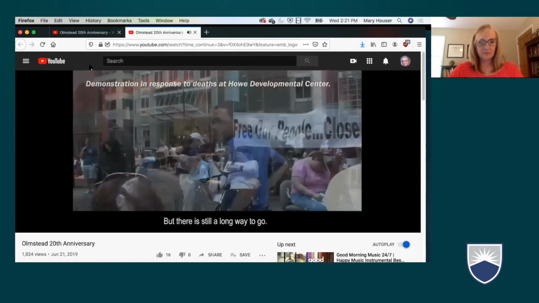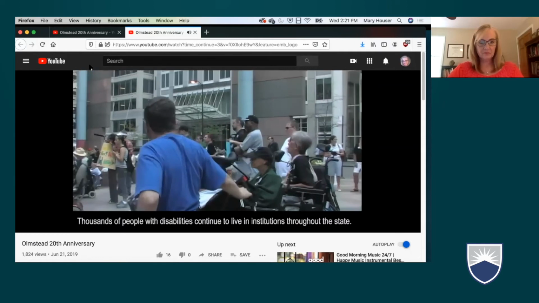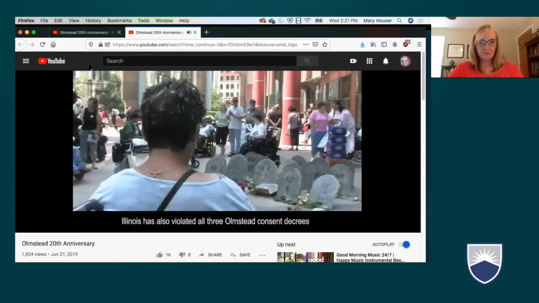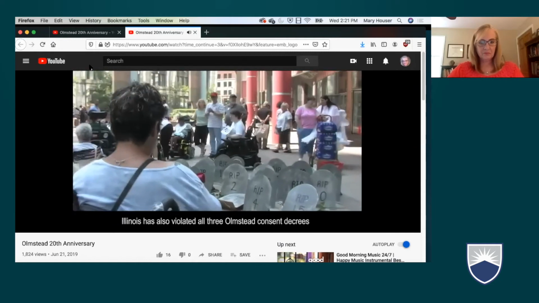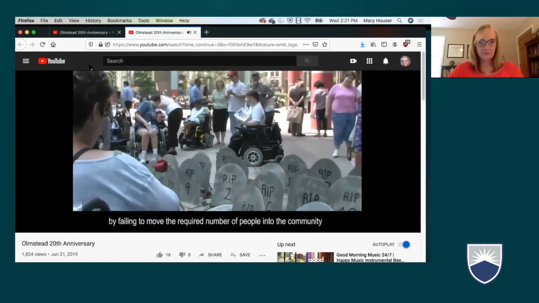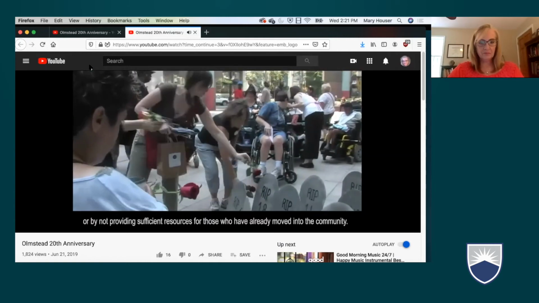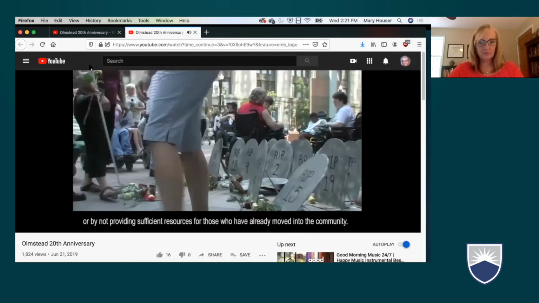But there is still a long way to go. Thousands of people with disabilities continue to live in institutions throughout the state. Illinois has also violated all three Olmstead consent decrees by failing to move the required number of people into the community or by not providing sufficient resources for those who've already moved into the community.